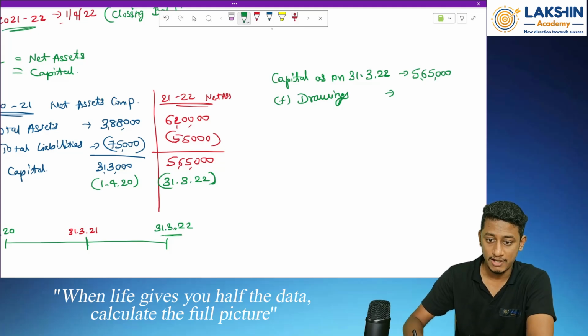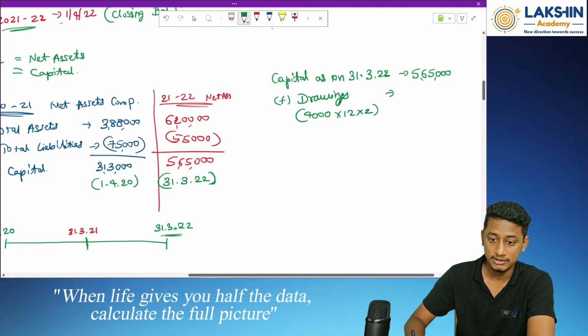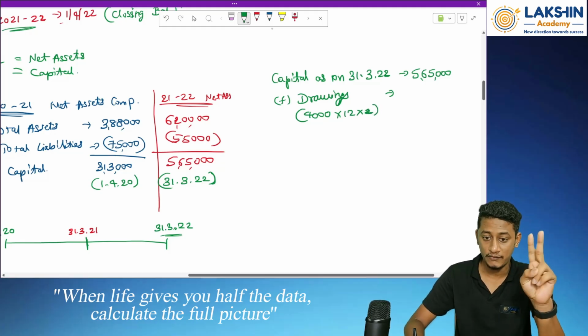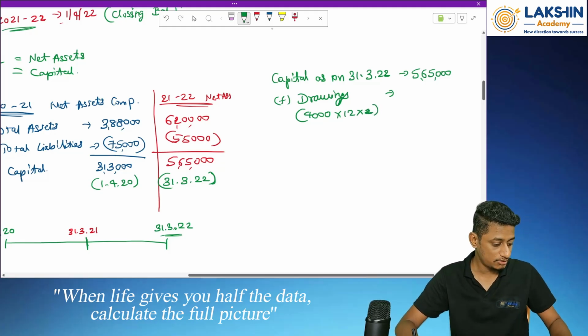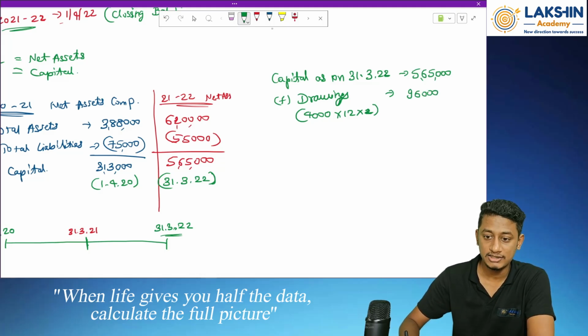Now, what is the drawings value? Drawings were 4,000 per month. So that would be into 12 into 2 years. I need to find it out for 2 years. So that would be 4,000 into 12 into 2. That is 96,000. 96,000 is the drawings.